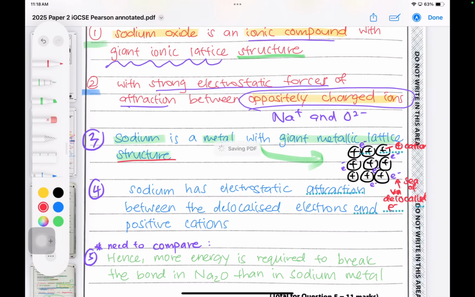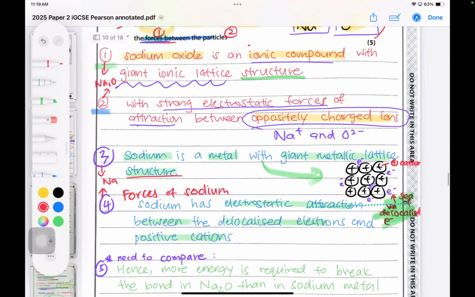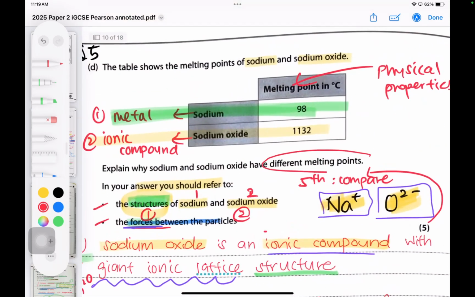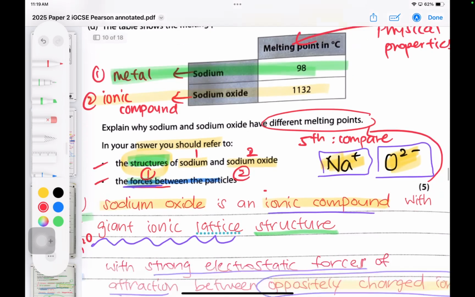And then we need to move on to talk about the forces of sodium. Okay, so what is sodium made out of? Sodium is a metal, so there is electrostatic attraction between the delocalized electrons, which are all the purple color e-, and the positive cations. So the 4th point here is to talk about the forces of sodium. So the 3rd and 4th points are on Na, and then the 1st and 2nd points are on sodium oxide. And finally, you need to make a comparison because they have given you the melting point, and you need to discuss why these 2 substances have such a difference in the melting point.